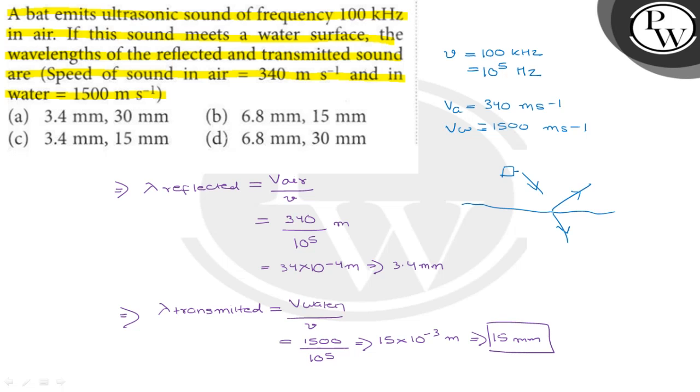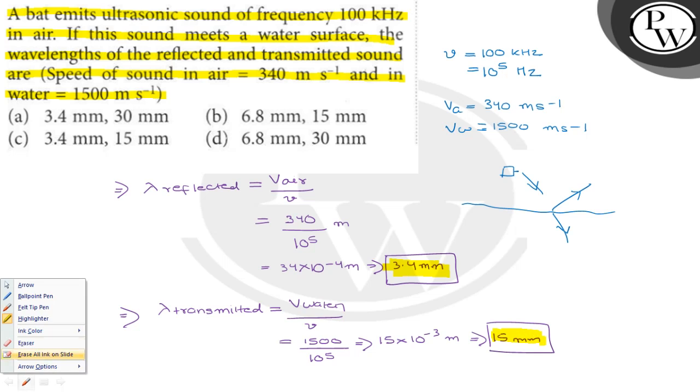So we saw that the wavelength of the reflected sound wave is equal to 3.4 millimeter, and the wavelength of the transmitted sound wave is equal to 15 millimeter. Now we see which option matches our answer, and that is option C. So option C is the correct option.